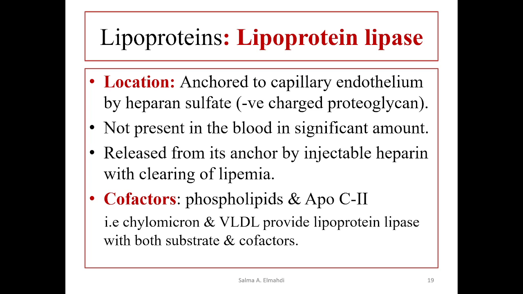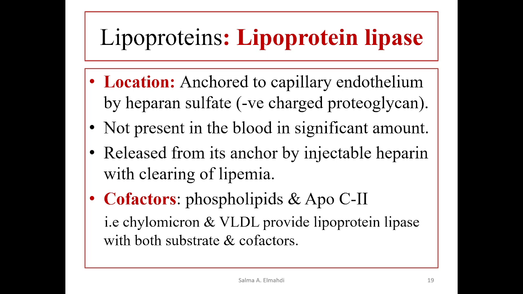Lipoprotein lipase, where is it located? It is anchored to the capillary endothelium by heparan sulfate. We know heparan sulfate is a glycosaminoglycan, a negatively charged proteoglycan. Lipoprotein lipase is not free in the blood in significant amounts. It is mainly linked to the endothelium, and it is released by injectable heparin, which clears lipemia. So it is an iatrogenic process.